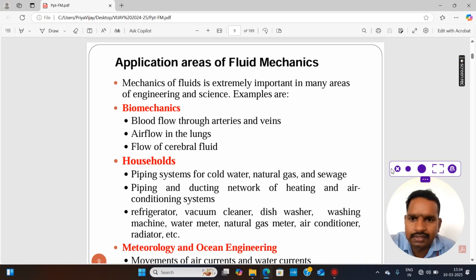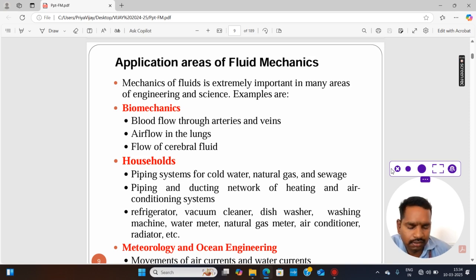Good evening, students. In the last class, we were talking about the introduction to fluid mechanics. In that, we have studied what fluid is and what mechanics is. Fluid is nothing but a substance which deforms continuously under the action of shearing force.